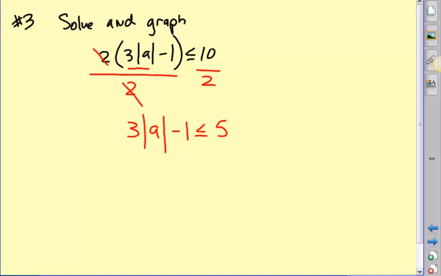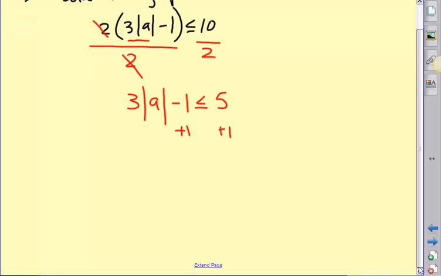Good. Alex, what do you want to do next? We're going to want to add 1 to each side. Beautiful. Add 1, add 1. So now, I've got 3 times the absolute value of A is less than or equal to 6. Then you divide this up. But you know what? I don't want you to do this. I actually want Lily to do this part. So Lily, what do you want me to do next?